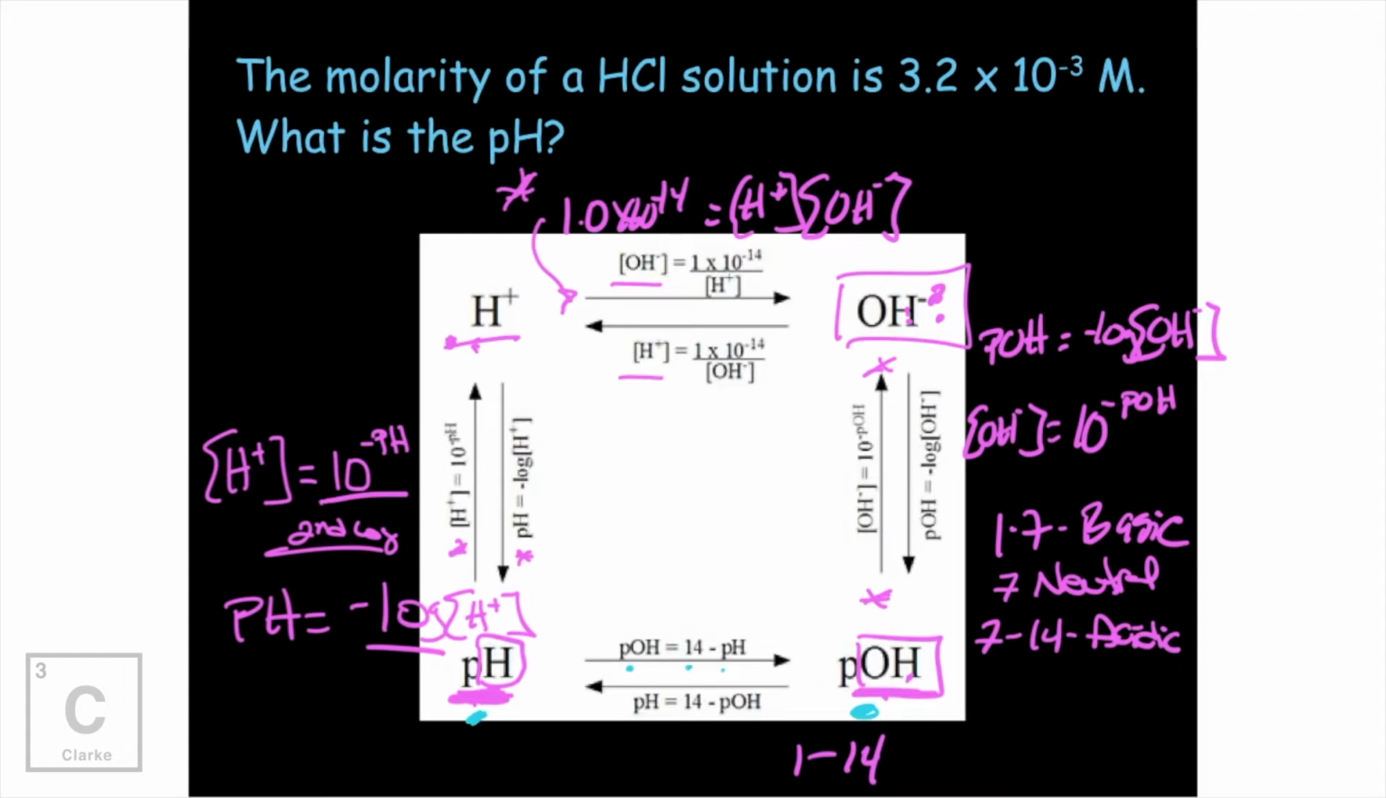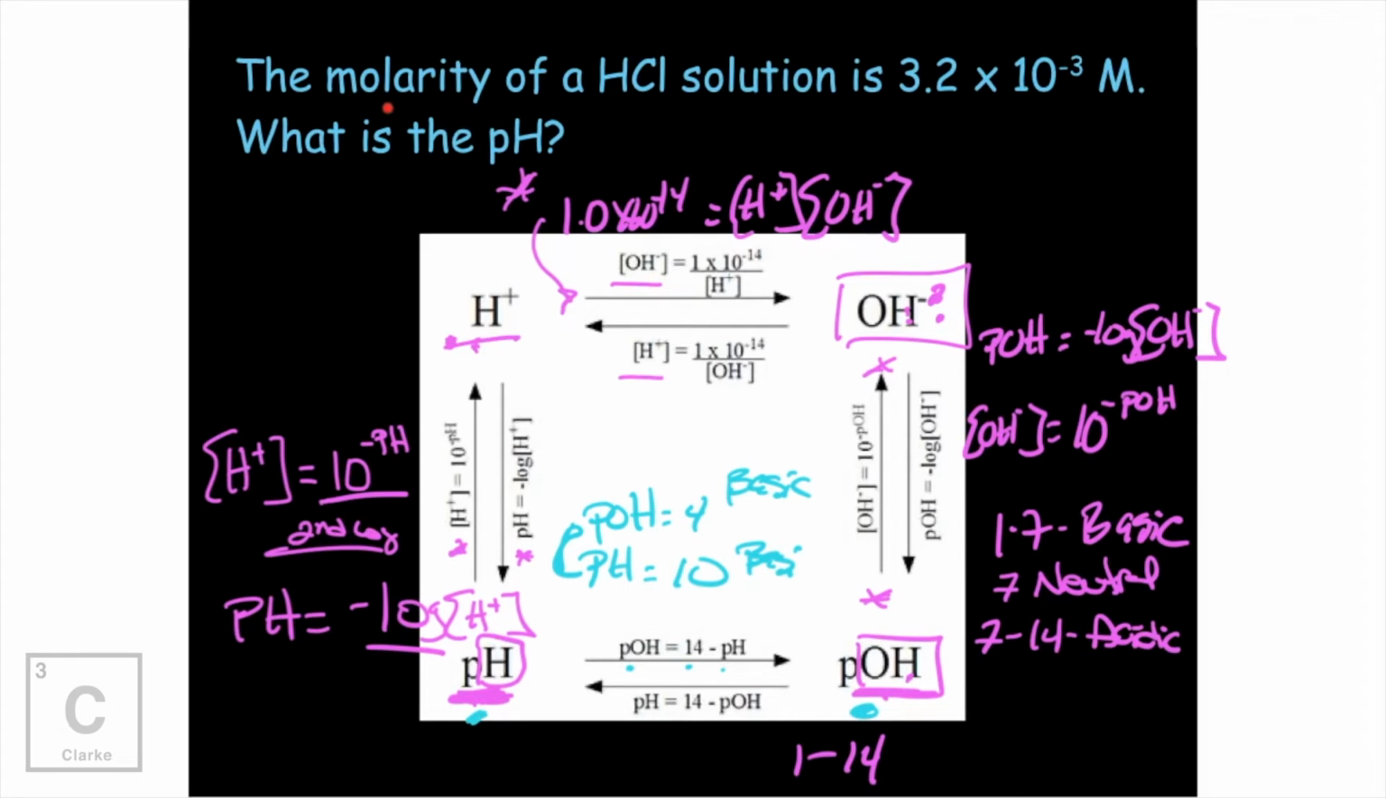So let's just say that I had a pH of 2. The pOH would be 12. I got that because 14 minus 2 is 12. Or let's say the pOH is 4. What is the pH? Again, you're just going to subtract it from 14. So we're going to get 10. pOH of 4 means basic, and pH of 10 is basic. Same thing.